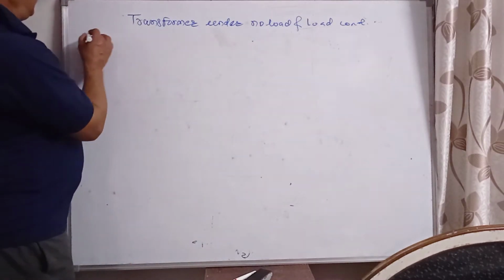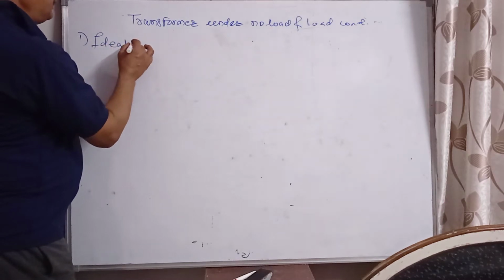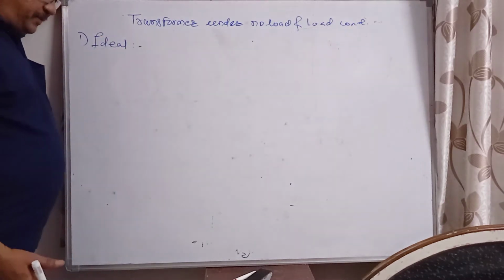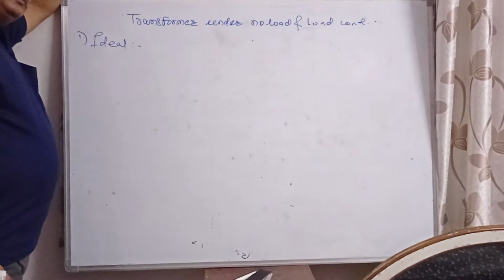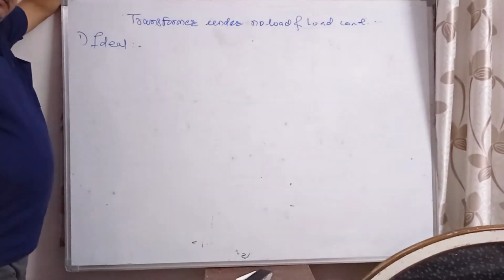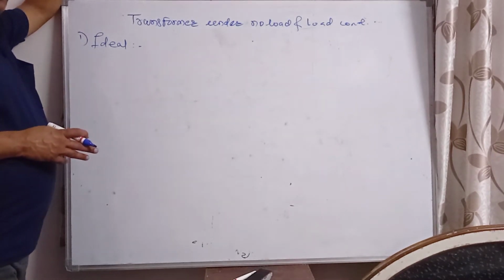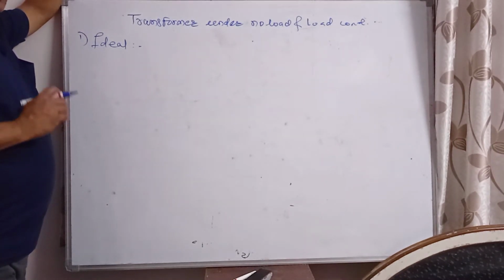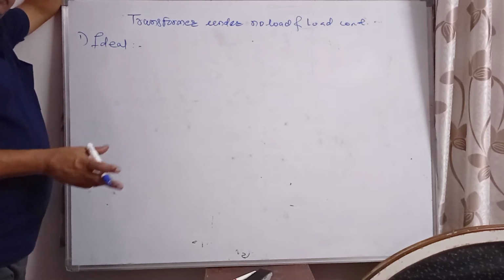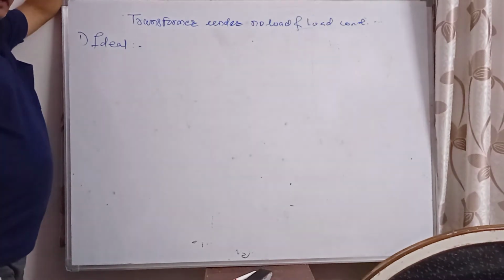So first, ideal transformer. So transformer is ideal means there are no losses. In primary, voltage, current, flux is produced and that is transferred to secondary, ideal transformer.